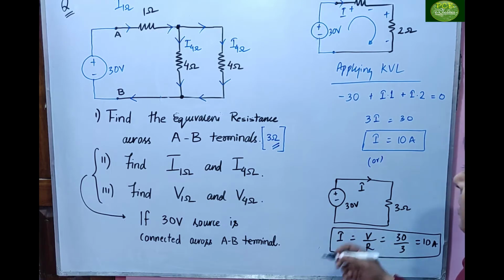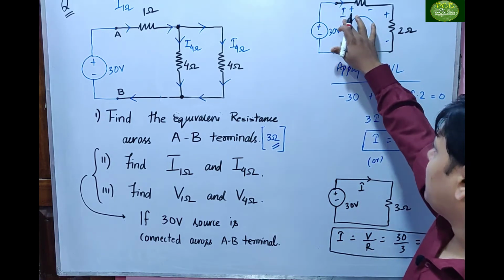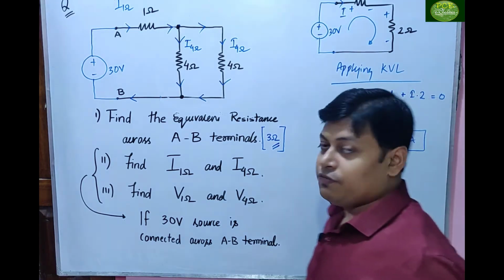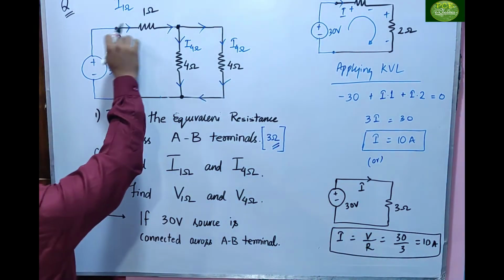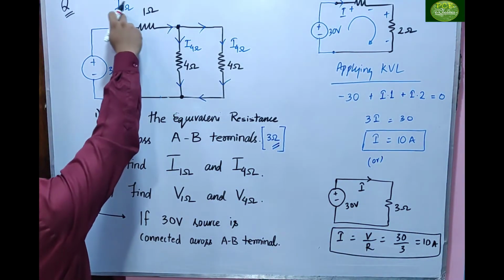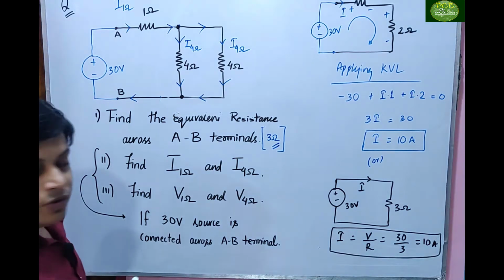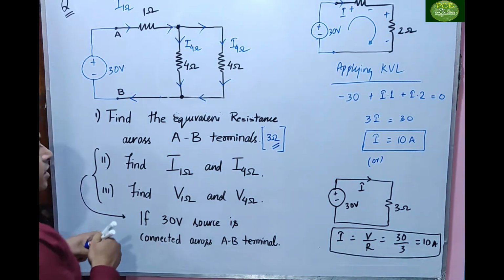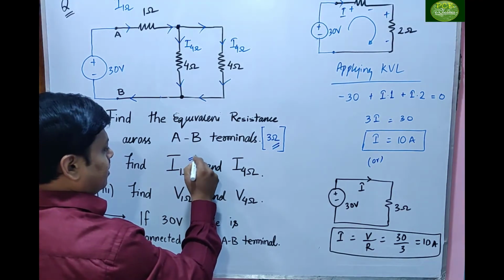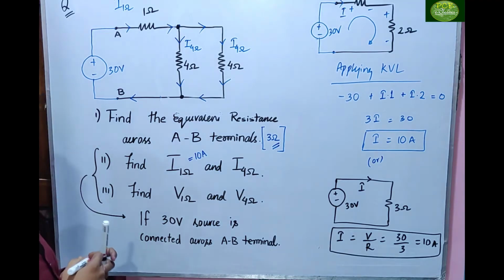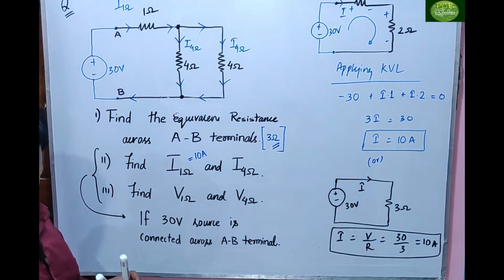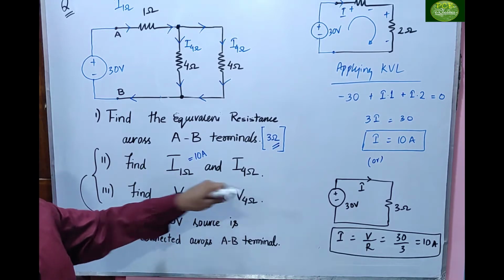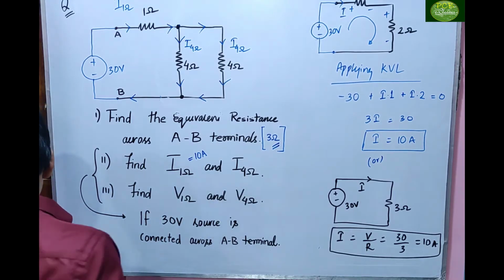Fine. So what is the current flowing? I, we are getting 10 ampere. So what will be the current flowing here? If I will connect the 30 volt, then I 1 ohm will be equals to 10 ampere. So the first answer we have got, that is the 10 ampere. Clear? Is it clear? Now we will redraw the circuit for the I 4 ohm. What will be the circuit?